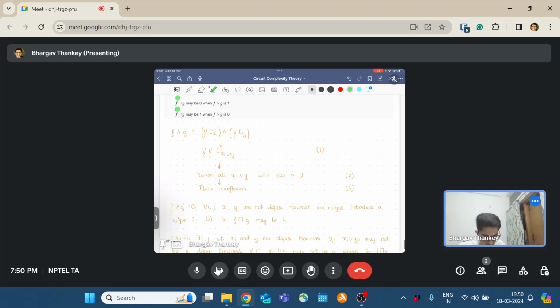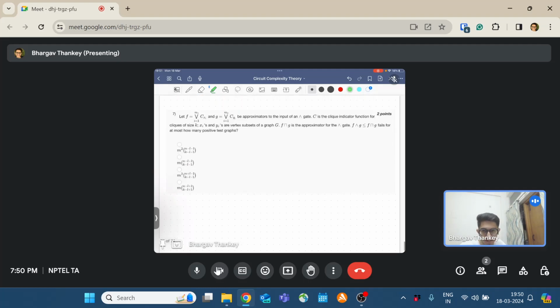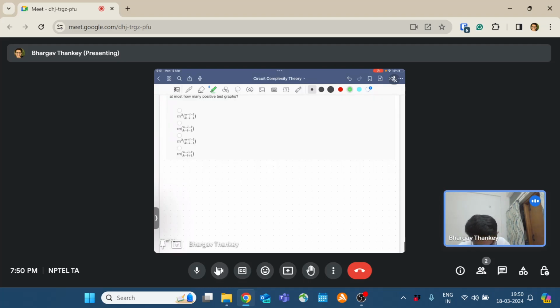So now let's look at problem 7. These two we have seen in class. Let F and G be the approximators of the input of an AND gate. C is a clique indicator function for cliques of size k. Xi's and Yi's are vertex subsets of graph G. F join G is the approximator of the AND gate, and F and G not equal to F join G fails for at most how many positive test graphs. This we saw in class is A.